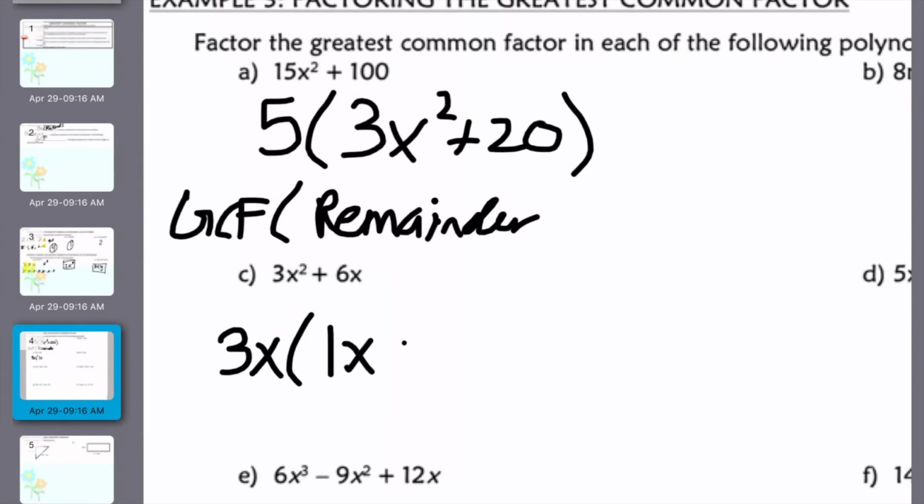And 6 divided by 3 gives me positive 2, and x divided by x gives me 1, or just cancels each other out. So in fact, my factored out form is going to be 3x times x plus 2, or 1x plus 2.